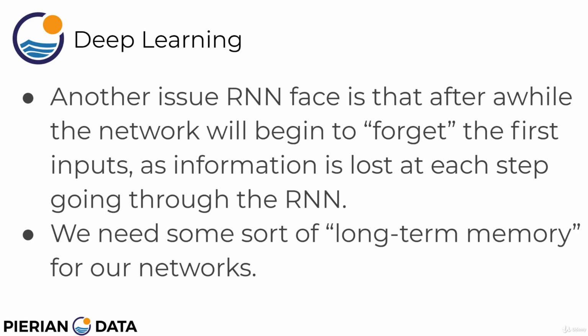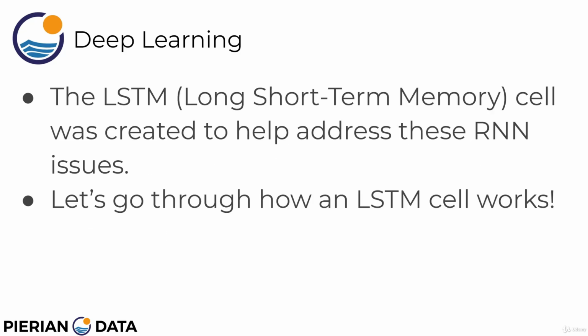Another issue that recurrent neural networks face in general is that after a while, the network will begin to forget those first inputs, as information is lost at each step going through the network. What we need is some sort of long-term memory for our networks. As you can imagine, this is where the LSTM memory cell or neuron comes into play. LSTM stands for long short-term memory. So we're going to have both long-term and short-term memory going in and out of that cell. This was created to help address these typical recurrent neural network issues. So let's get an understanding of how an LSTM cell works.